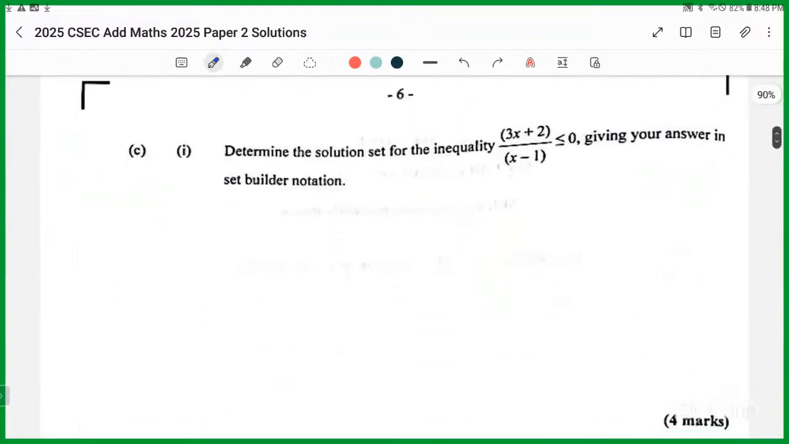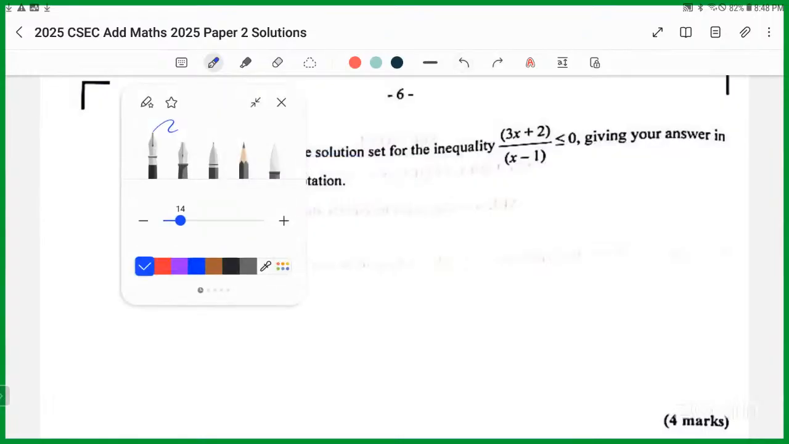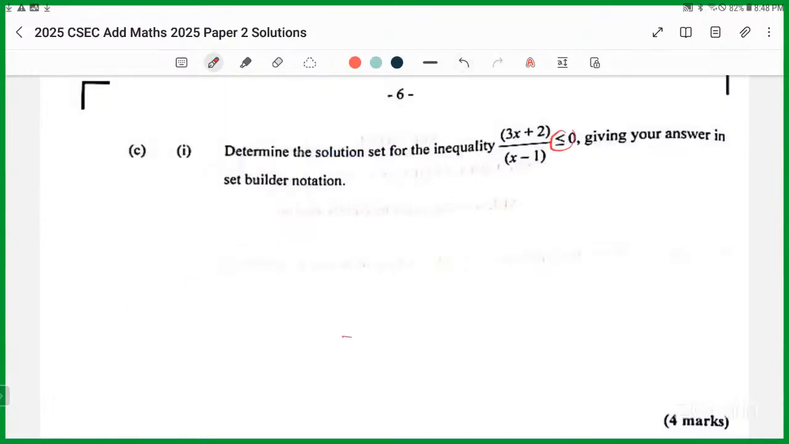A rational inequality. Determine the solution set for this inequality, giving your answer in set notation. Now, the important thing to note about this one, because of this inequality, you must know that the denominator, x minus 1, cannot be equal to 0. So x cannot be equal to 1, because we cannot divide by 0. So we cannot accept a solution that gives us x equals 1.